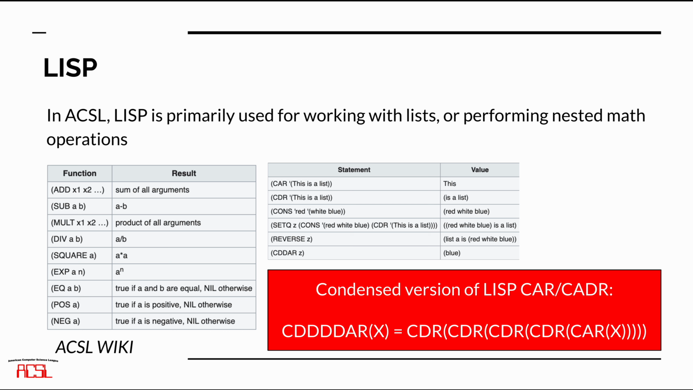So there is actually a condensed version for writing Lisp CAR and CDR. So, for instance, take this CDDDDAR, which means that we're using CDR 4 times and we're using CAR once because the D here is listed 4 times and A is listed 1 time. So it's simply a way to condense it. In ACSL, you might see a condensed version of Lisp being used, but you might also see something like this where it's the expanded version. It goes both ways, and you should be comfortable with identifying and translating both back and forth.